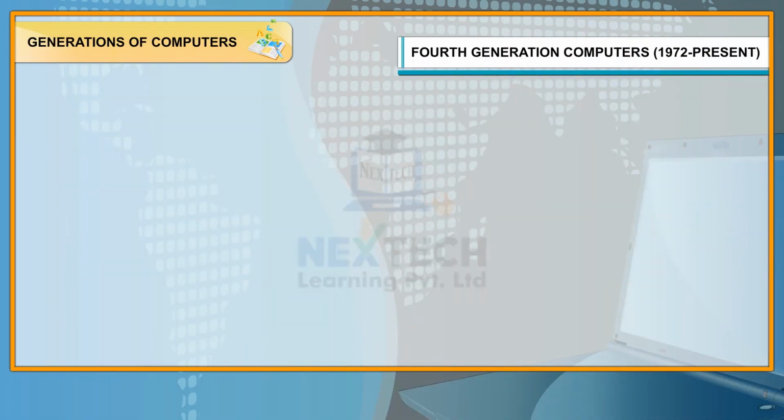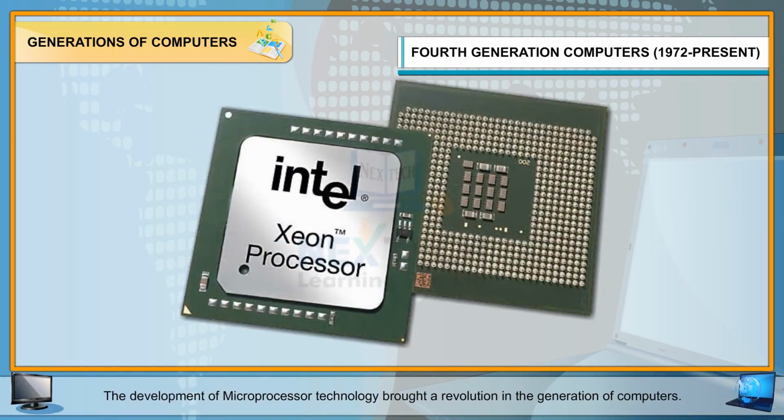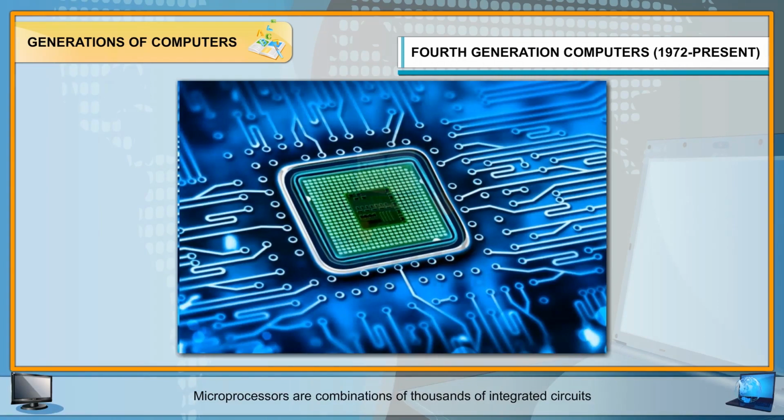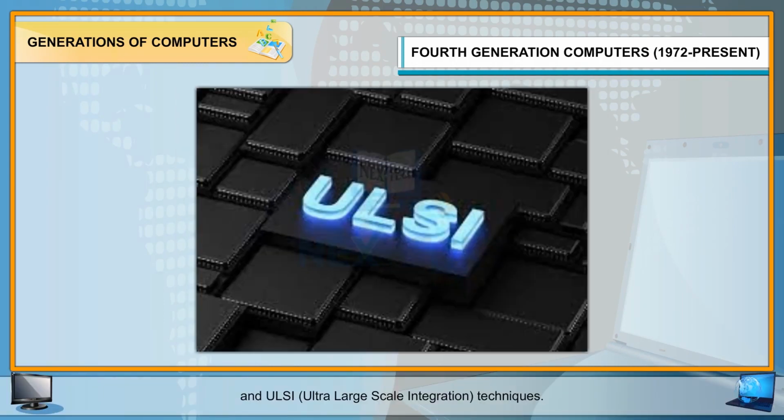Fourth generation computers, 1972 to present. The fourth generation 4G of computers are the ones which we are using nowadays. The development of microprocessor technology brought a revolution in the generation of computers. Microprocessors are combinations of thousands of integrated circuits onto a single silicon chip using VLSI, very large scale integration, and ULSI, ultra large scale integration techniques.